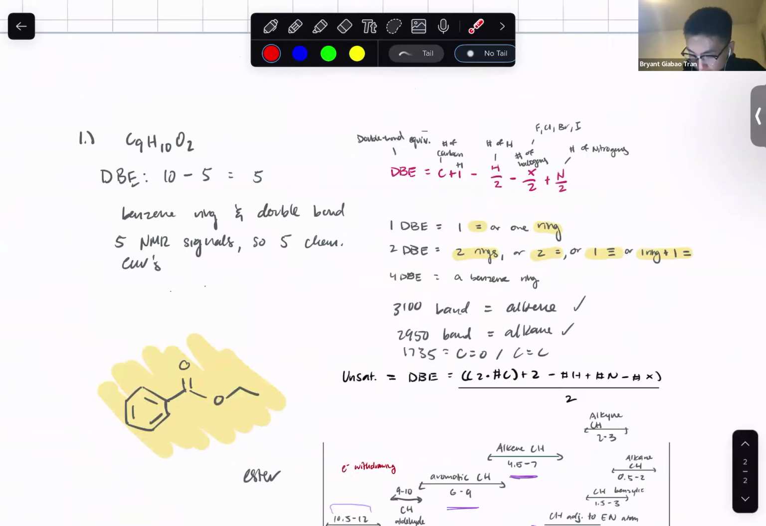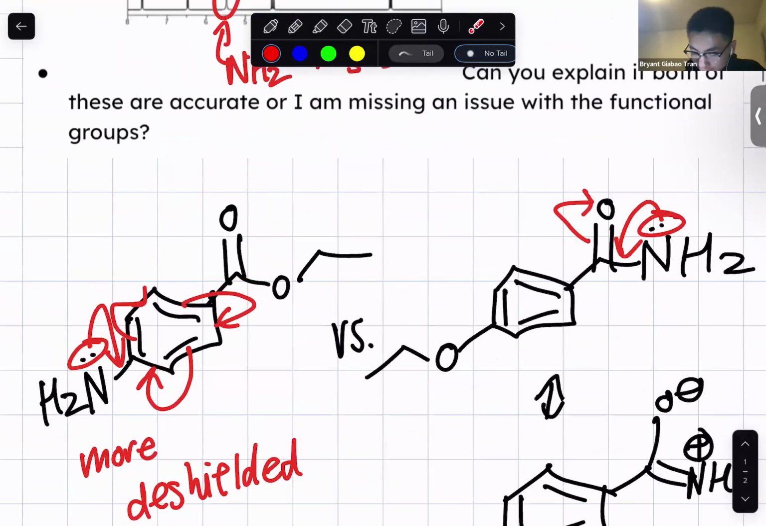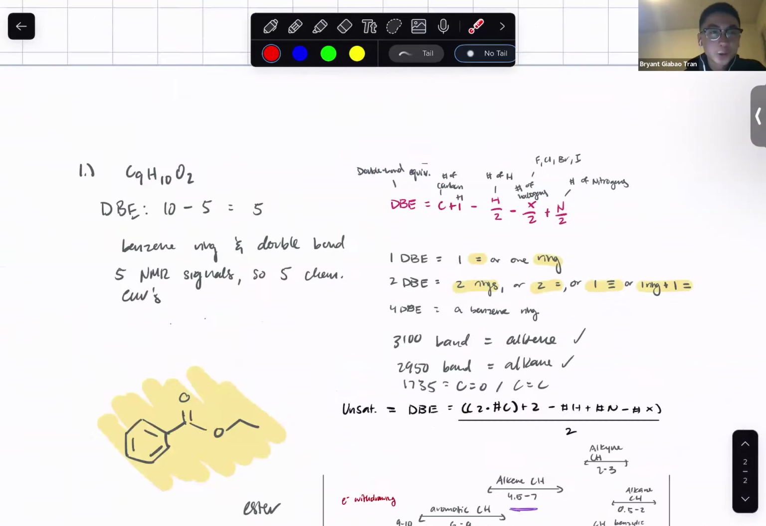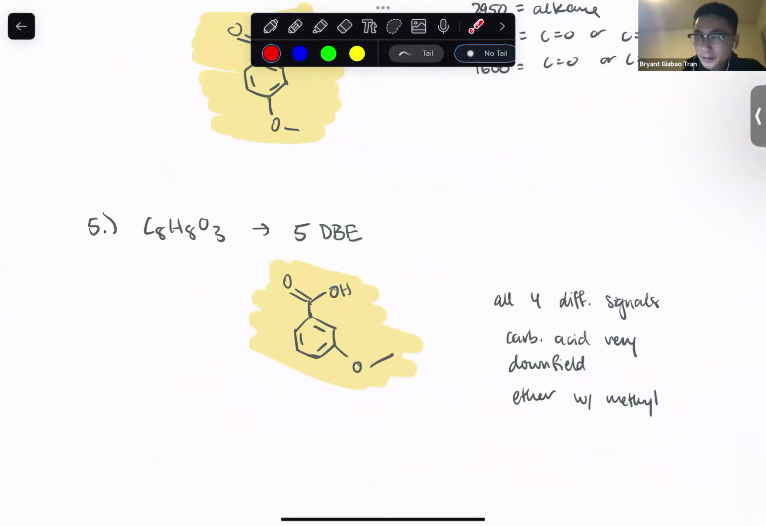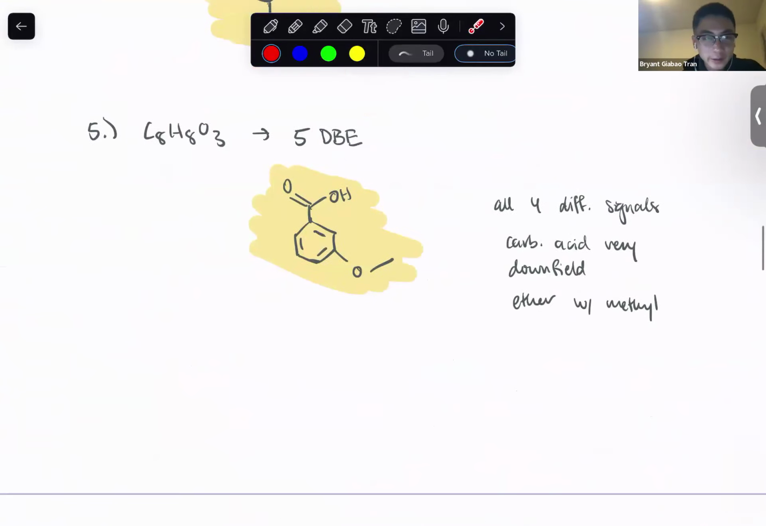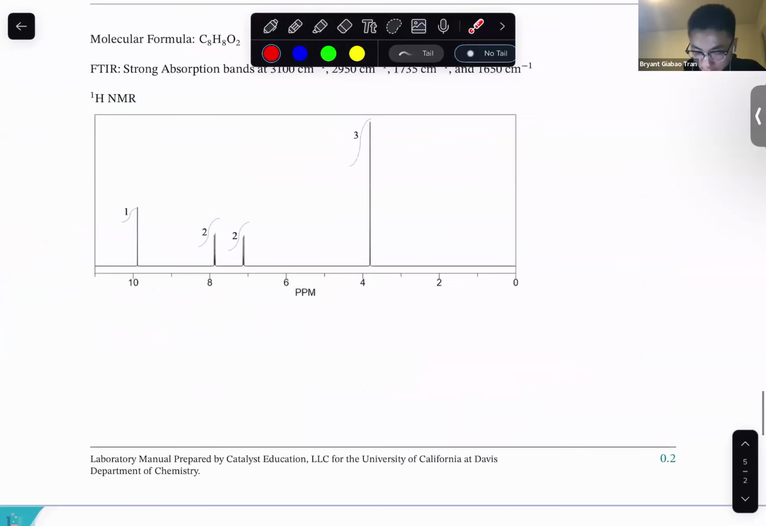Okay. So any other questions you guys have? If not, we could try going over the ortho meta para definitions and what to look out for in that HNMR for ortho meta para.